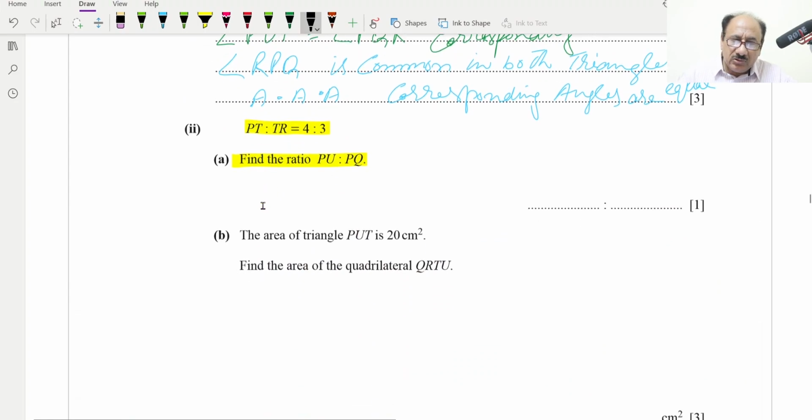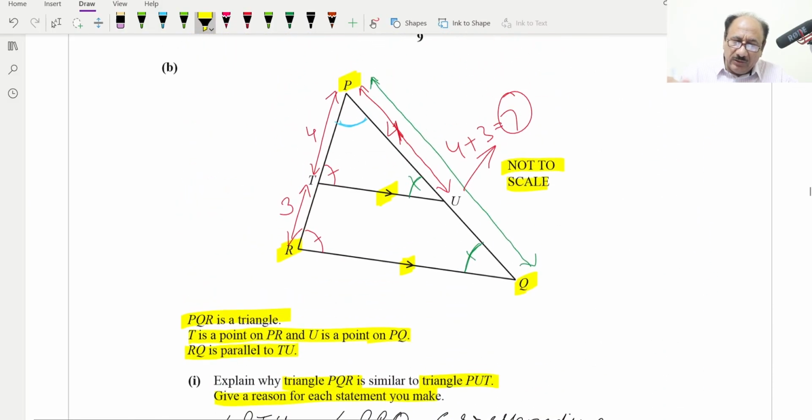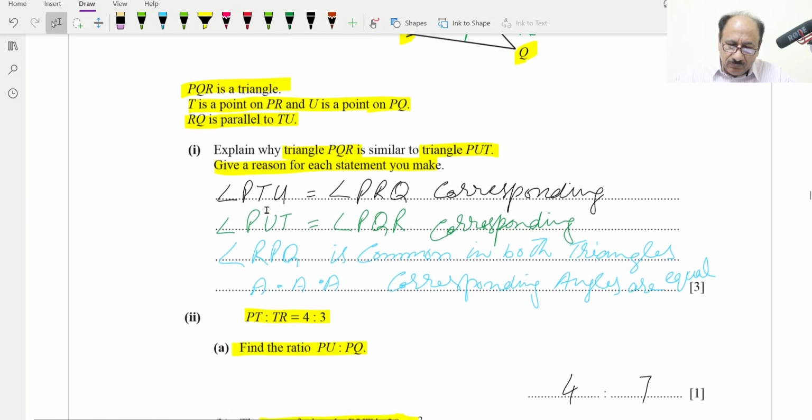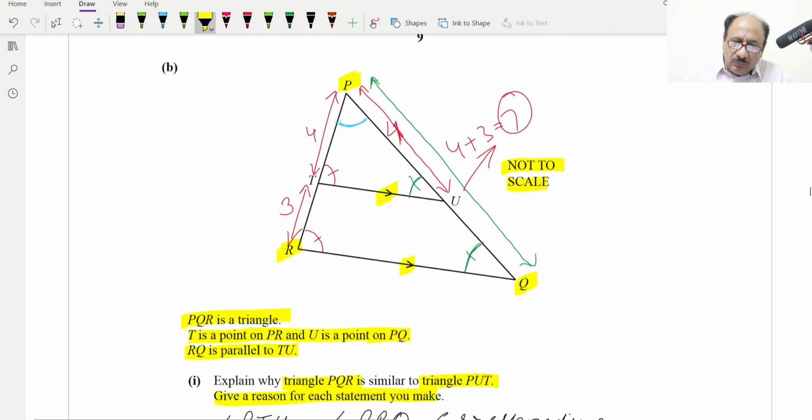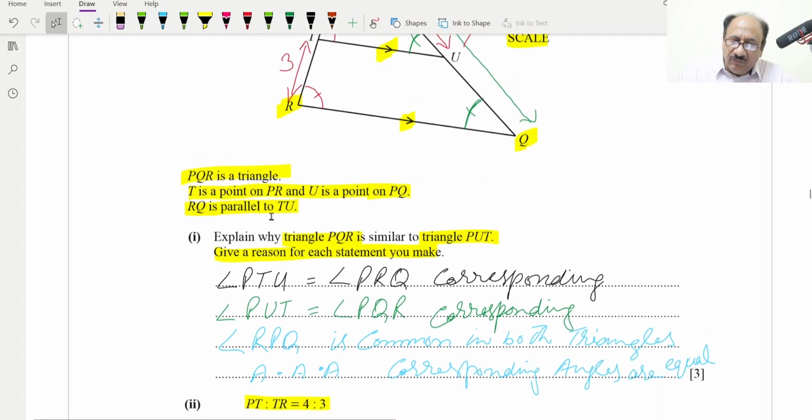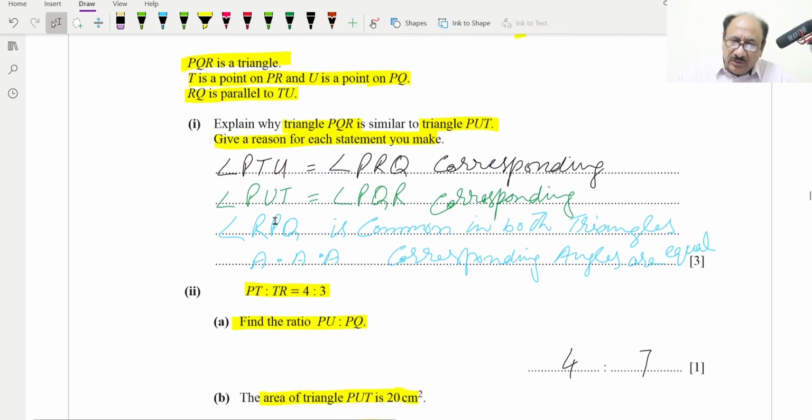This is a 1 mark question, so basically no explanation is required, but I'm explaining for your understanding. Now they're saying the area of triangle PUT is 20 centimeters square. So PUT, keep in mind, is the smaller triangle, and find the area of the quadrilateral, this one. So the ratio we will find: this smaller triangle is having ratio 7 by 4, smaller triangle and bigger triangle.